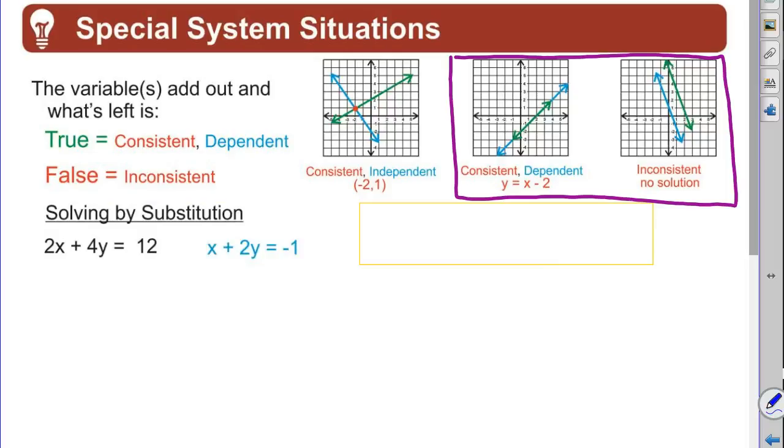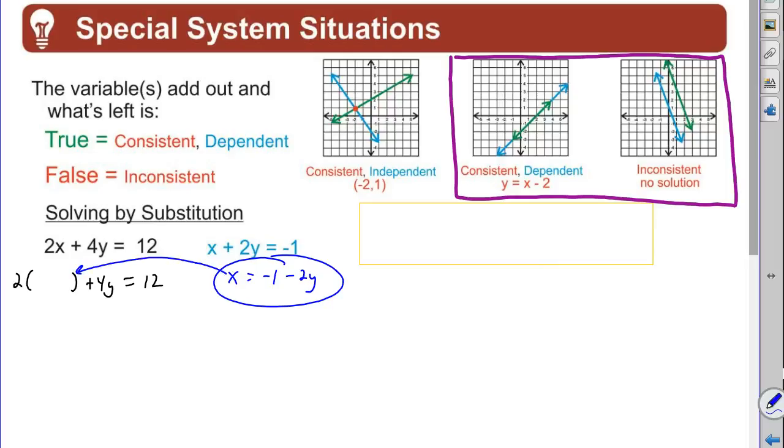All right, I'm going to solve this one by substitution. So let me solve the blue equation for x. And so I get x equals -1 minus 2y. I like to circle that. And I'm going to sub this into the black equation for x. All right, so subbing in -1 minus 2y. Let's distribute my 2. -2, -4y plus 4y equals 12.